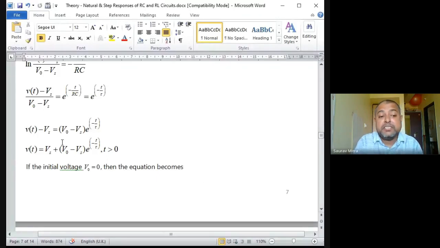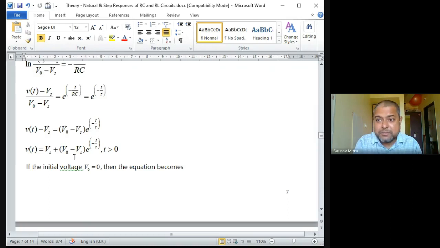What is V0? V0 is if the capacitance is holding some charge initially, and V0 can be positive as well as negative. Okay, so we will see the effect of V0. If you keep V0 initially equal to 0, then this whole equation becomes Vs minus Vs into e raised to minus t by tau.